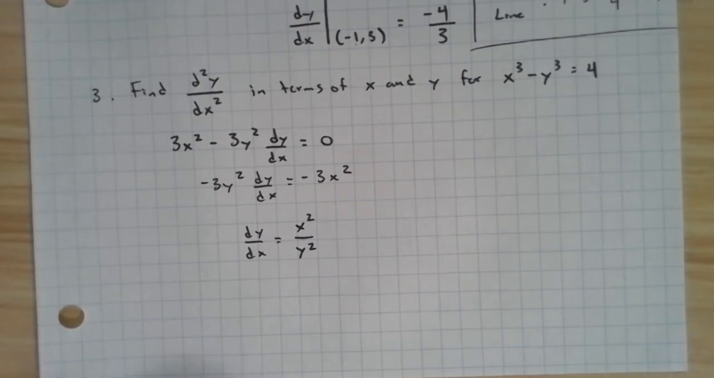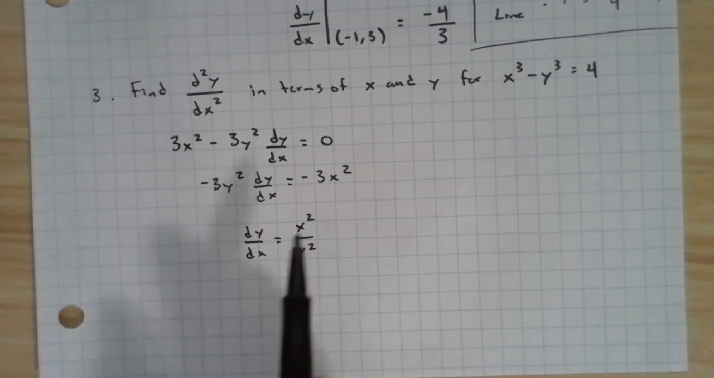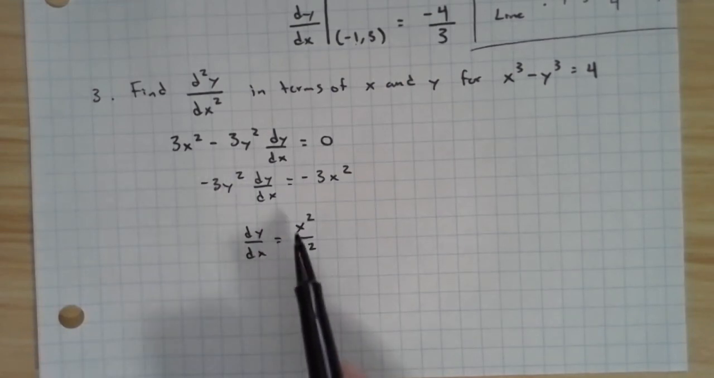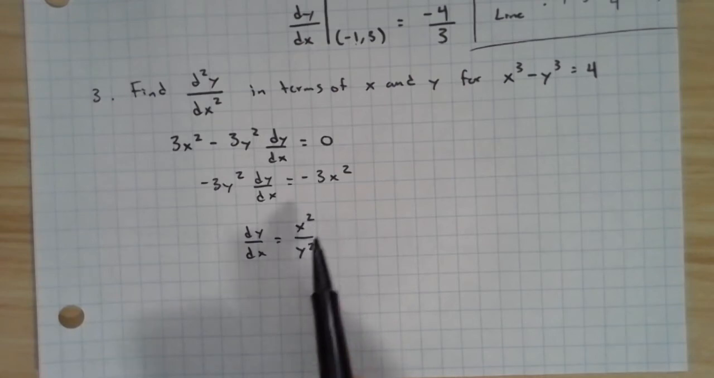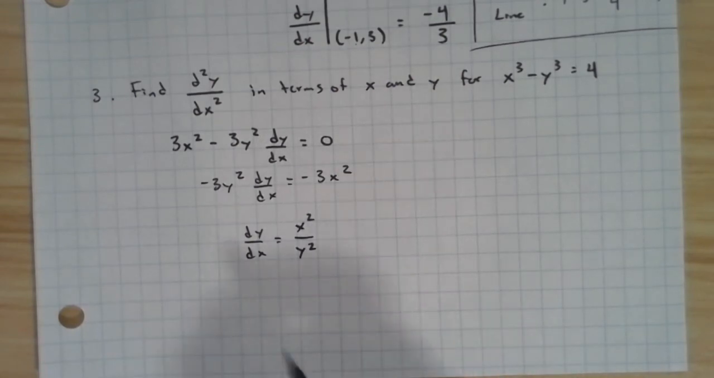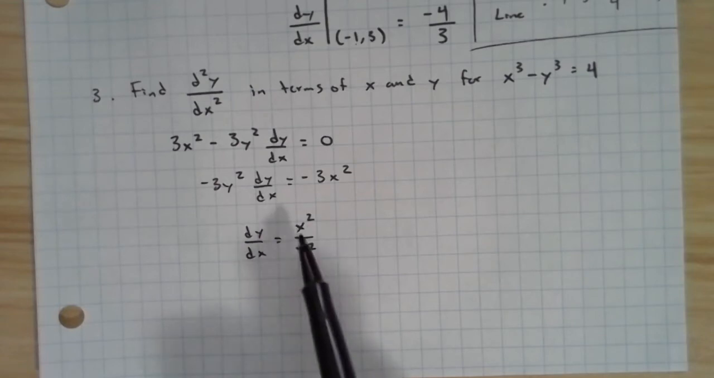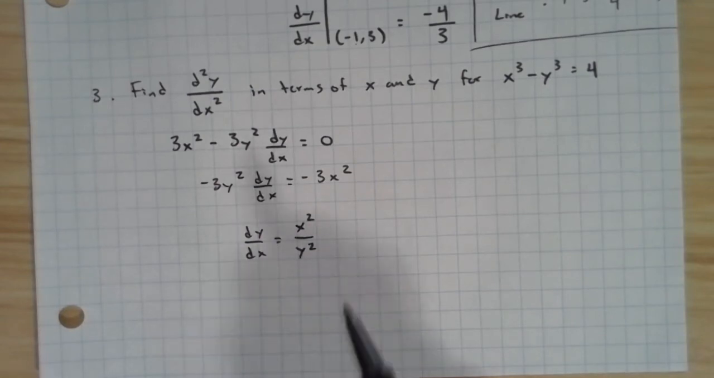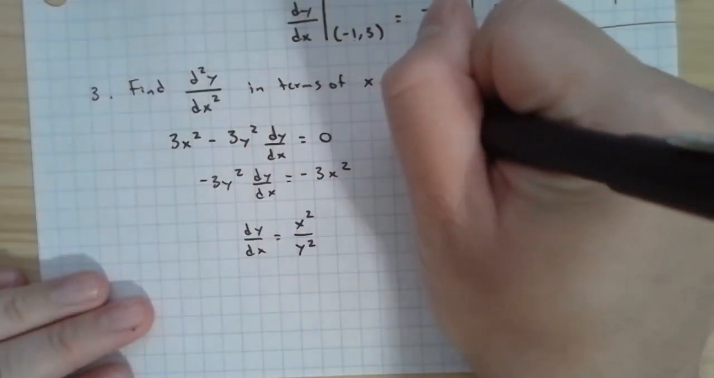So to find the second derivative, I've got to take the derivative of this now. A couple ways you can go about it. You can use the product rule, if you have x squared times y to the negative 2, that's one way to go about it. Or you have a quotient, a function over a function, so you can just do the quotient rule for derivatives.